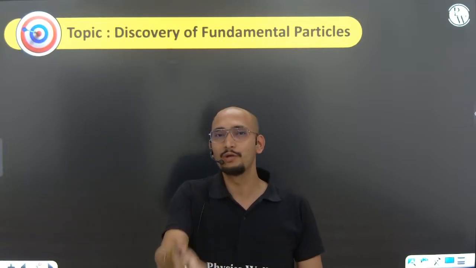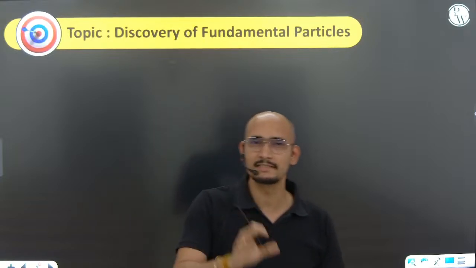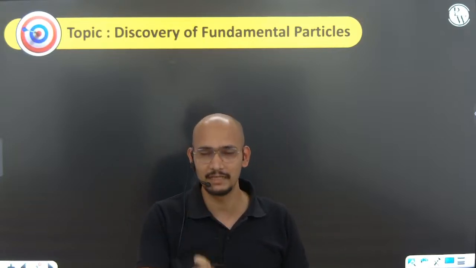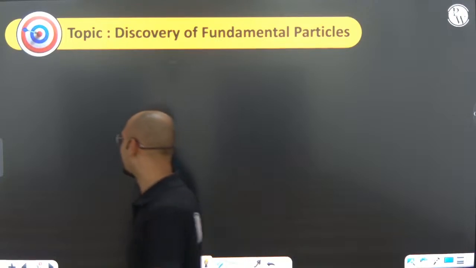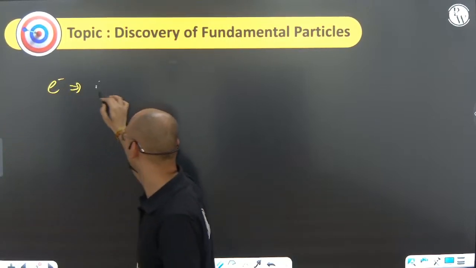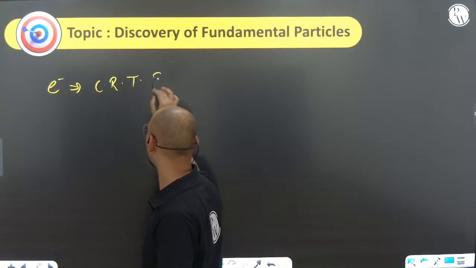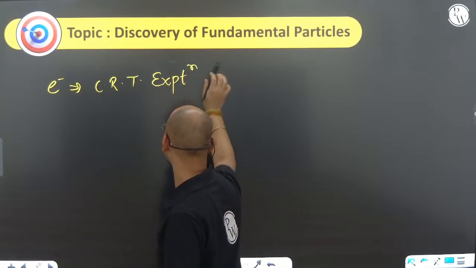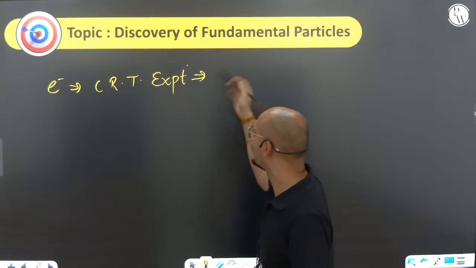Now I would not go very much into depth. Why so? Because it is no more given in the syllabus of NEET. You can just check it on the NTA syllabus. But still you should know that the electron was discovered by the cathode ray tube experiment. What was that cathode ray experiment, and who did that?